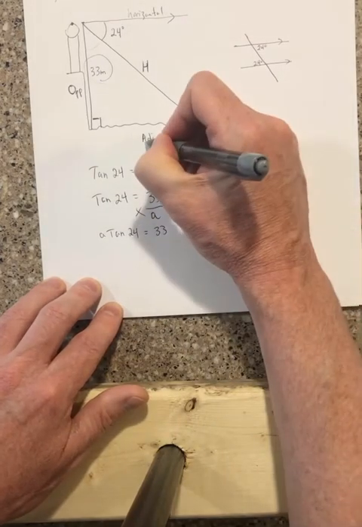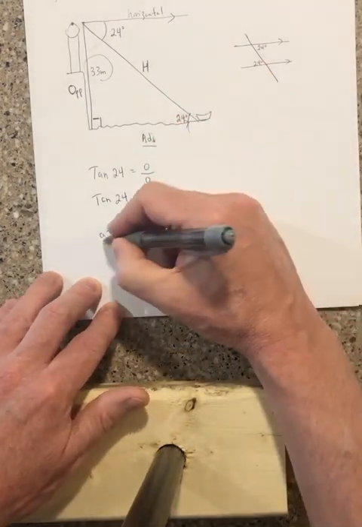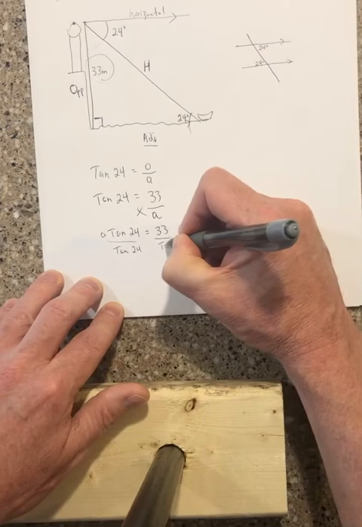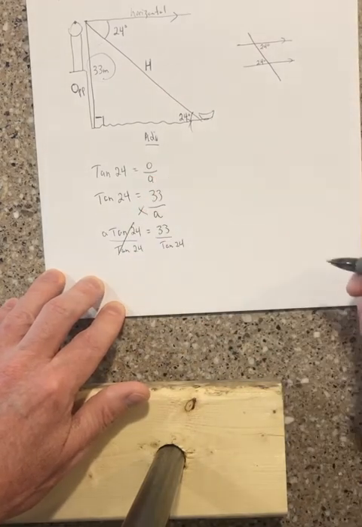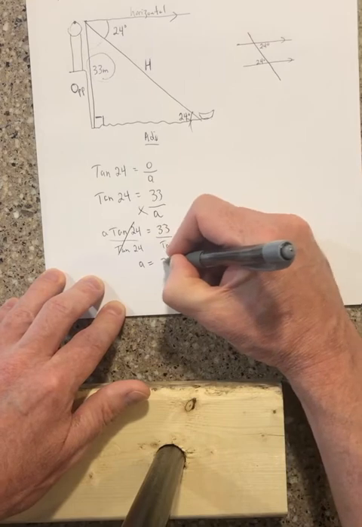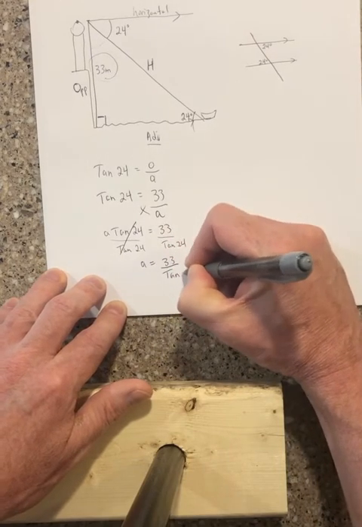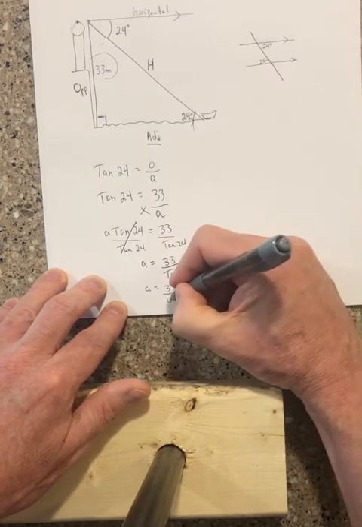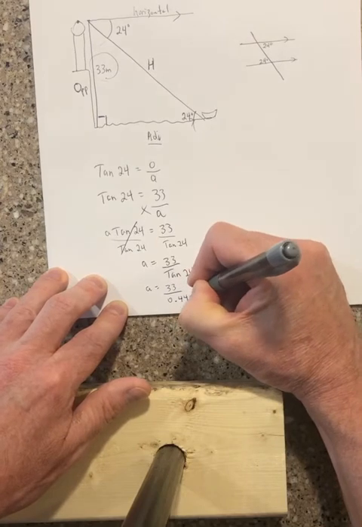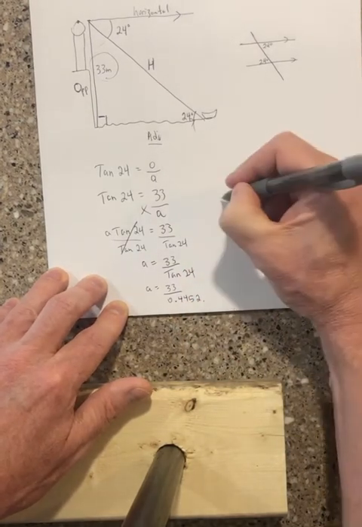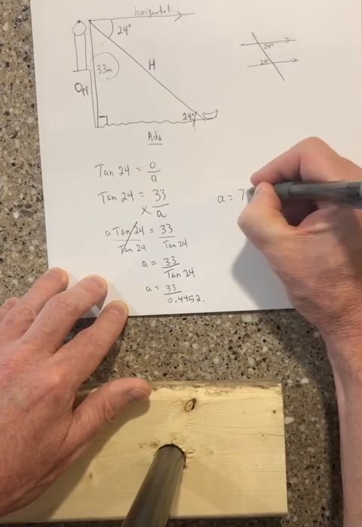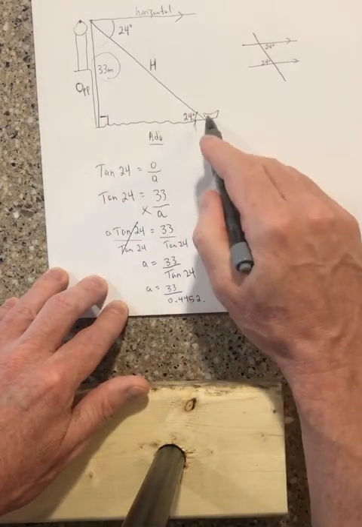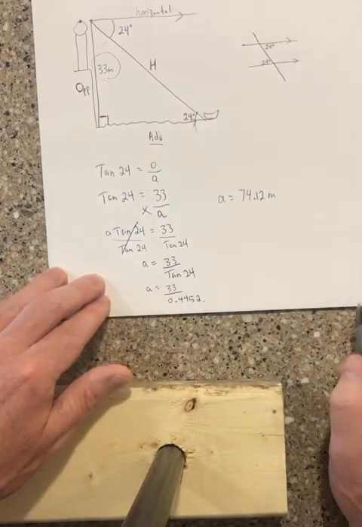I want to get a, the adjacent side, on its own. So I'm going to divide both sides by tan 24. These cross each other out. We get a is equal to 33 over tan 24. 33 over tan 24 is 33 divided by 0.4452, and when we divide those, we get 74.12 meters. So we know that from the base of the cliff out to the fishing boat, it's 74.12 meters.